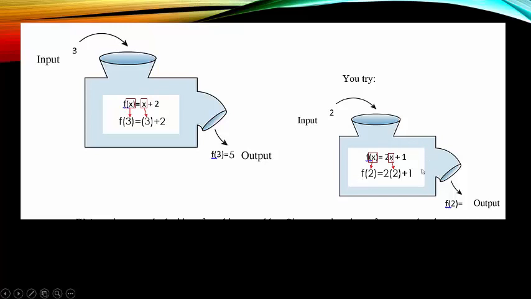So now my machine is thinking and thinking, and it does 2 times 2, which is 4, plus 1, which makes 5. So when 2 is the input, 5 is the output.